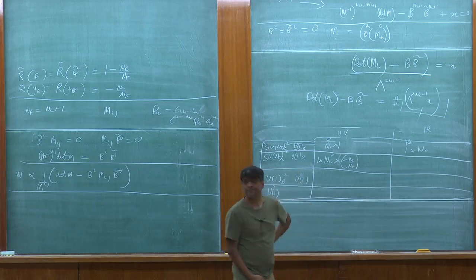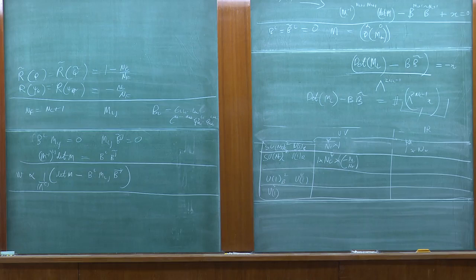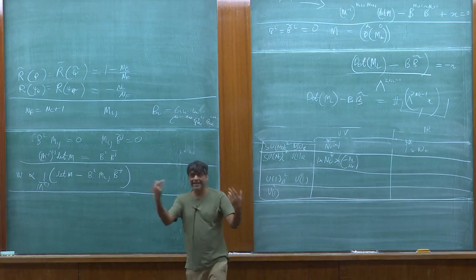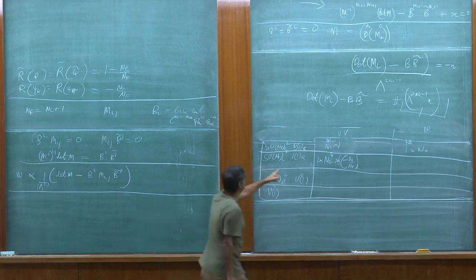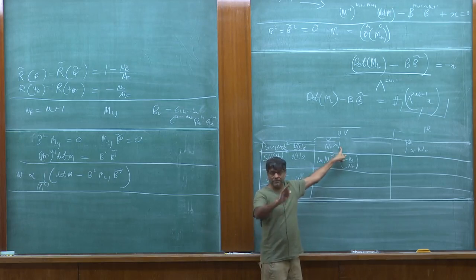Yes? There are NC B's, but they transform in the fundamental. There are actually NC plus 1 B's, and they transform in the fundamental of SUNF. So that is taken into account in this SUNF. That they are fundamental under SUNF, we've taken into account in this one.